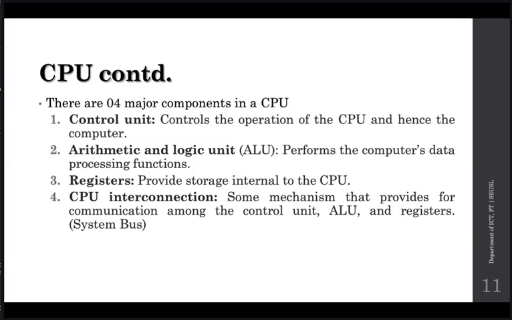Right? So these are the four major components in any CPU. As you can read from here, the control unit is the overall boss. Who controls the operation of the CPU? That unit is called the control unit. In addition, there is one more unit called the arithmetic and logical unit.